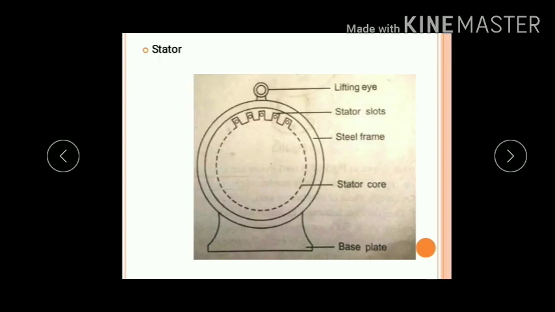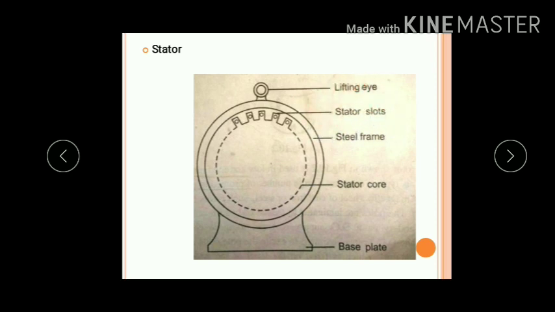Stator. Again, the stator is a stationary part. Now the stator has a lifting eye, a stator frame, a base plate. You have the stator core. In the stator core you have uniform slots.